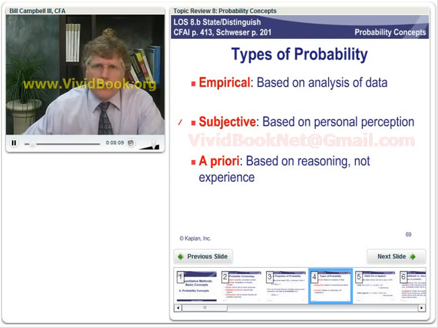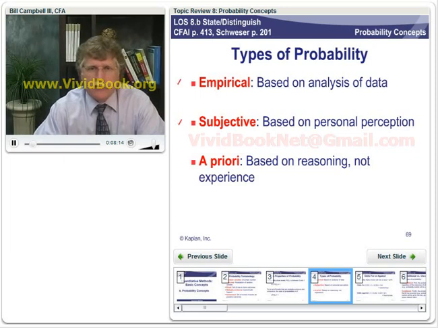All right. The second one I'll mention is empirical. This is based on an analysis of data. So whatever probability you're trying to investigate, you've already done some experiments and gotten some data. Maybe you want to know what the probability is of getting heads when you toss a particular coin. Well, you got the coin and you tossed it 1,000,000 times. And out of that 1,000,000 times, you got 600,000 heads and 400,000 tails. Your empirical probability of getting heads would be 60%. 600,000 divided by 1,000,000. It's based on an analysis of actual data.